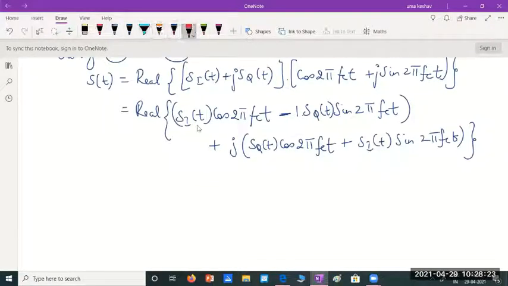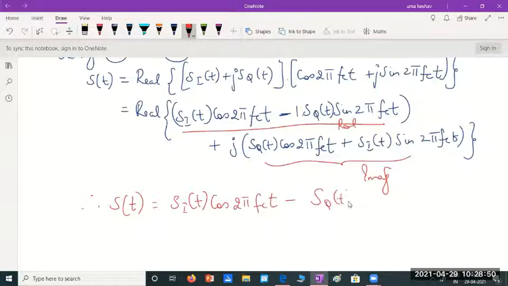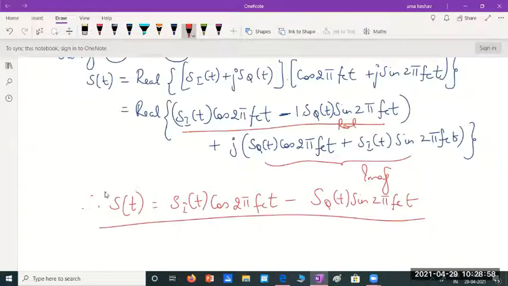Now, if I take out the real part, what will I get? Which is the real part in this? This gives you the real part. Yes or no? And this is the imaginary part. So what is the given signal? The given signal is only the real part of the total equation. Therefore, S of t is represented as Si of t cos 2 pi fct minus Sq of t sin 2 pi fct. This gives you the canonical representation of any band pass signal.